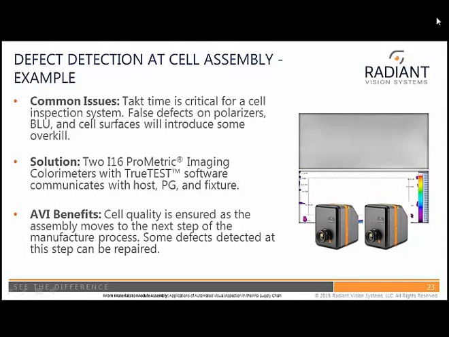And the quality of the cell is ensured as the assembly moves to the next step of the manufacturing process. And also, some defects that can be detected at this point in the process actually can be repaired. So there's an opportunity potentially to create a pixel map where you can identify specifically where some of the defects are located.